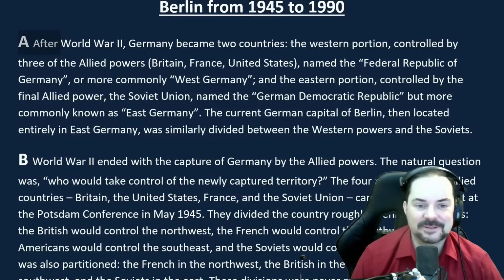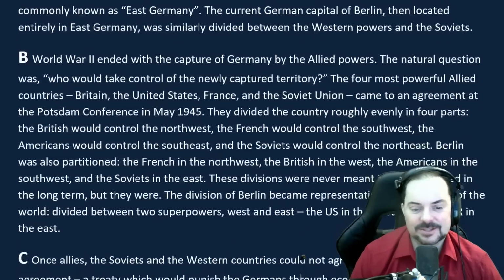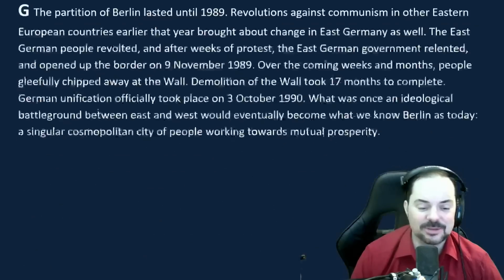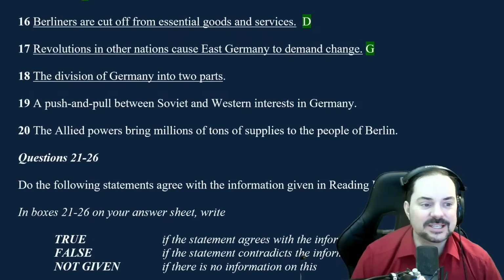Perfect. Current German capital of Berlin. That's fine. We can stop there. Clearly it's A, right? So that's how the story starts. Yes, Germany is divided into two pieces. So we've got A there. So that makes a lot of sense, right?